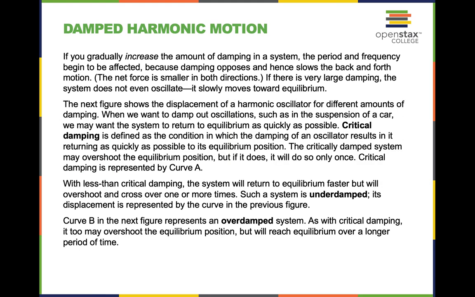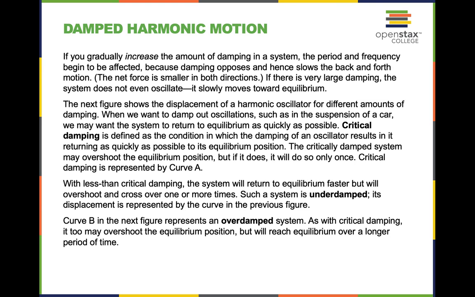So for damped harmonic motion, if you gradually increase the amount of damping in a system, the period and frequency begin to be affected, because damping opposes and hence slows the back and forth motion. The net force is smaller in both directions. If there is a very large damping, the system does not even oscillate. It slowly moves towards equilibrium. And the next figure shows the displacement of a harmonic oscillator for a different amount of damping.